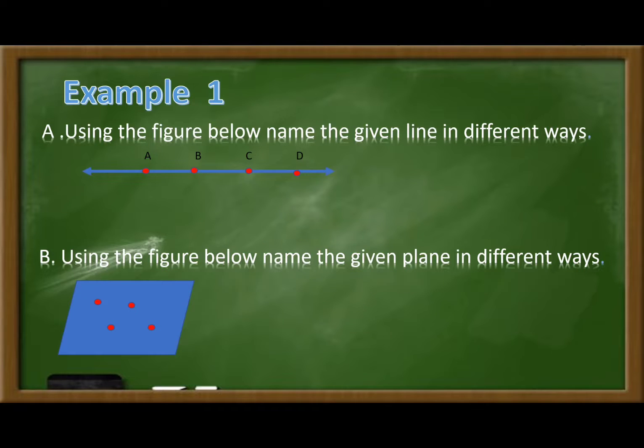We have here an example. Example number 1. Using the figure below, name the given line in different ways. And then letter B. Using the figure below, name the given plane in different ways. You have 10 seconds to answer. Think about it.